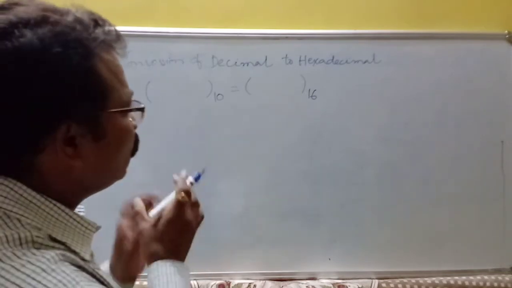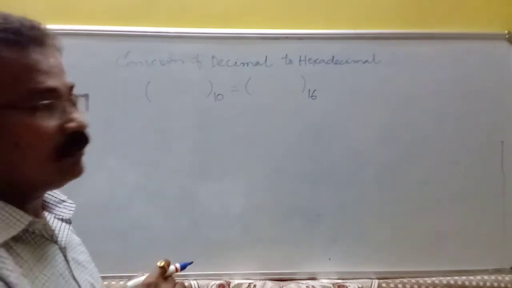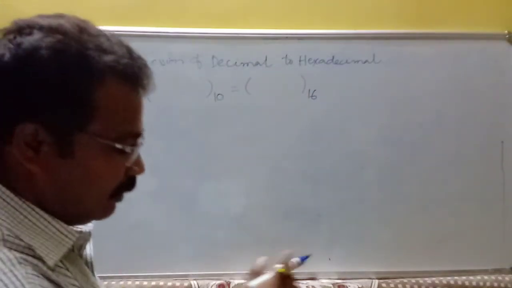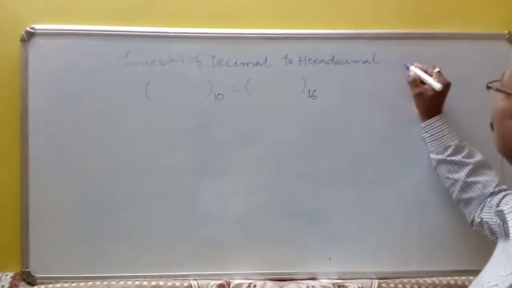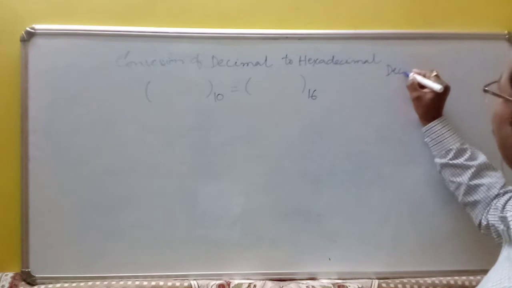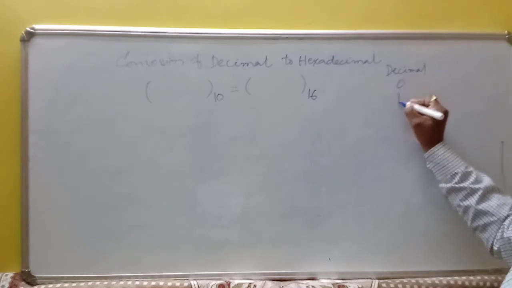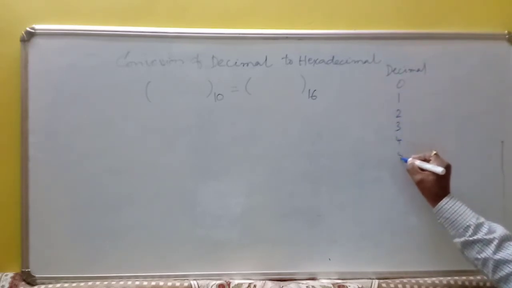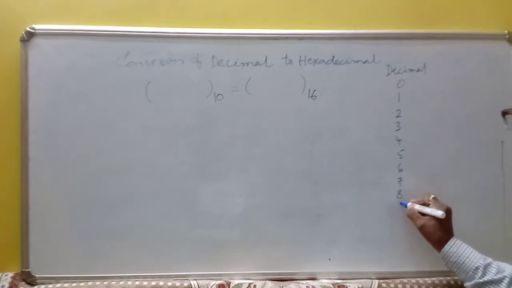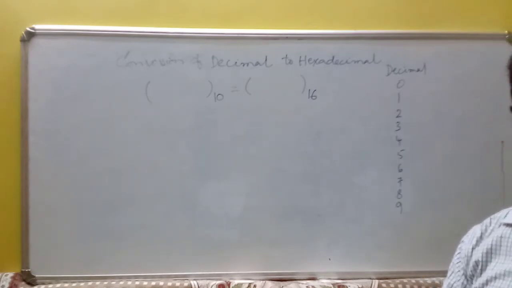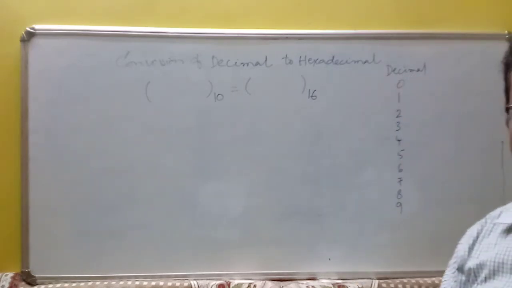So, before going to conversion from decimal to hexadecimal, the decimal number can be formed by using the 10 digits, that is 0 to 9: 0, 1, 2, 3, 4, 5, 6, 7, 8, 9. Any decimal number can be formed with the combination of any of these digits, 0 to 9.